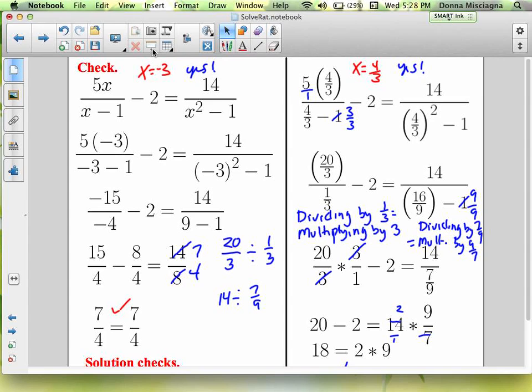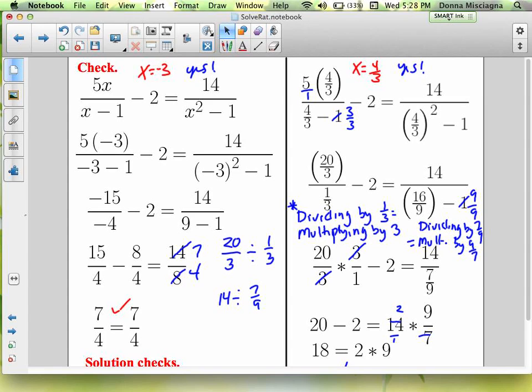So 5 times 4/3 is 20/3. 4/3 minus 3/3 is 1/3. So you've got 20/3 divided by 1/3. But dividing by a third is the same as multiplying by 3, right? Dividing by a fraction is the same as multiplying by the reciprocal because multiplication and division are inverse operations. So I changed the 20/3 divided by 1/3 to 20/3 times 3. And we still have the minus 2. I'm just letting that hang out until I simplify the other parts. Equals 14, and then we have 16/9.